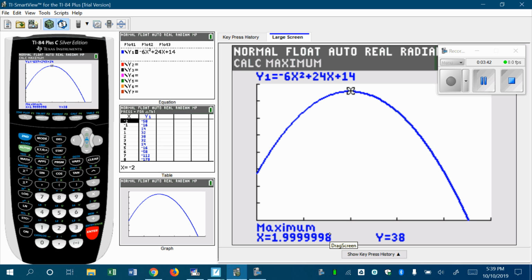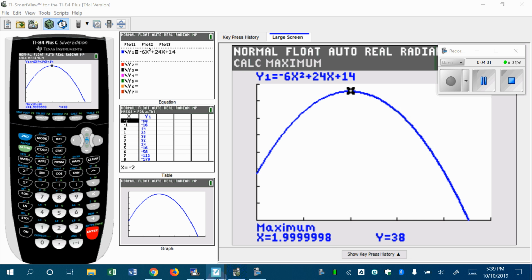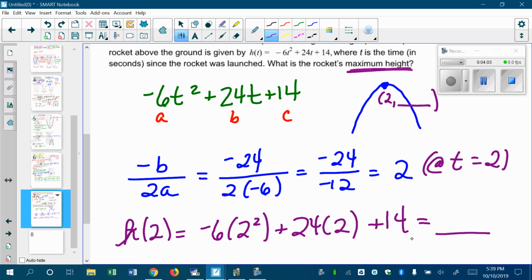Now, just a second ago, we saw that 2 was it. Does this mean 2? In fact, it does. Okay, so there's a little bit of error on your calculator sometimes. The little elves inside the calculator don't know as much math as they should sometimes. So that x is 2 and the y is 38. And if we went back to our piece of paper and did this math, we would indeed get 38.